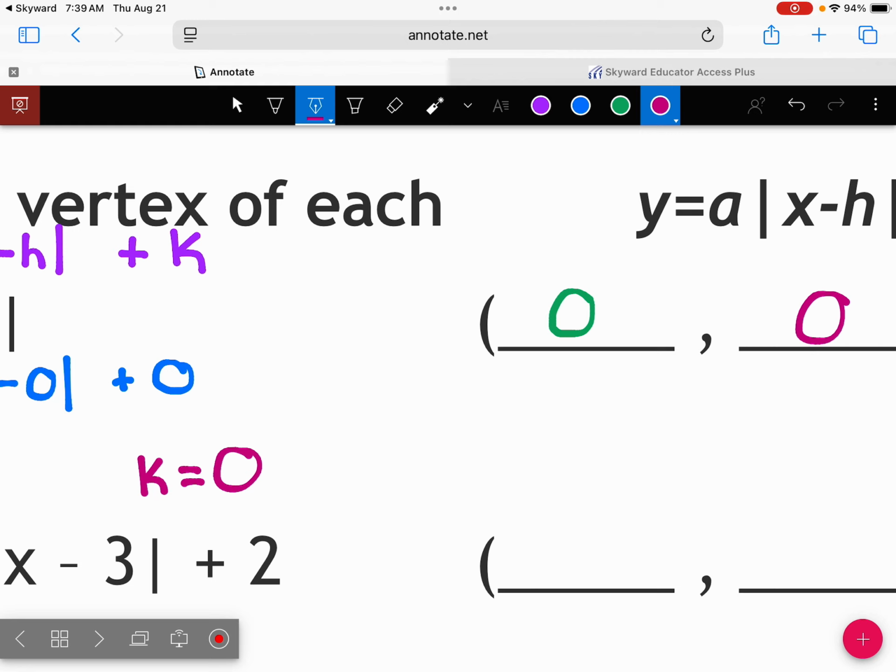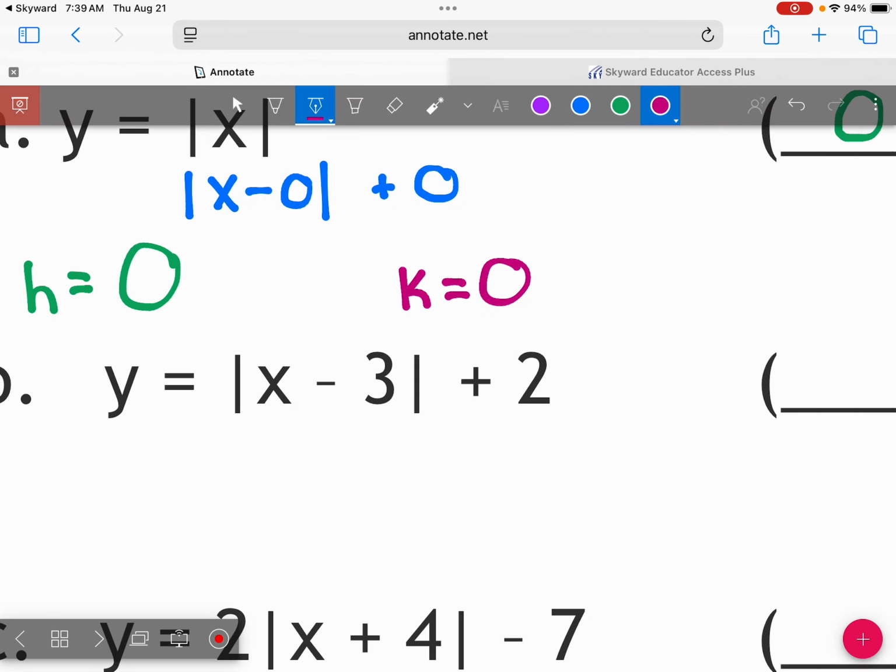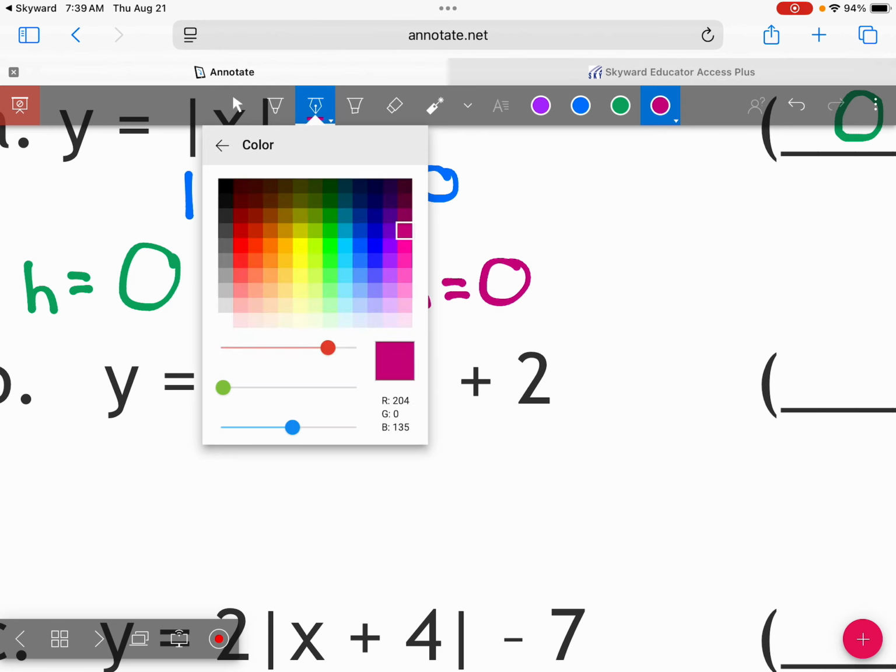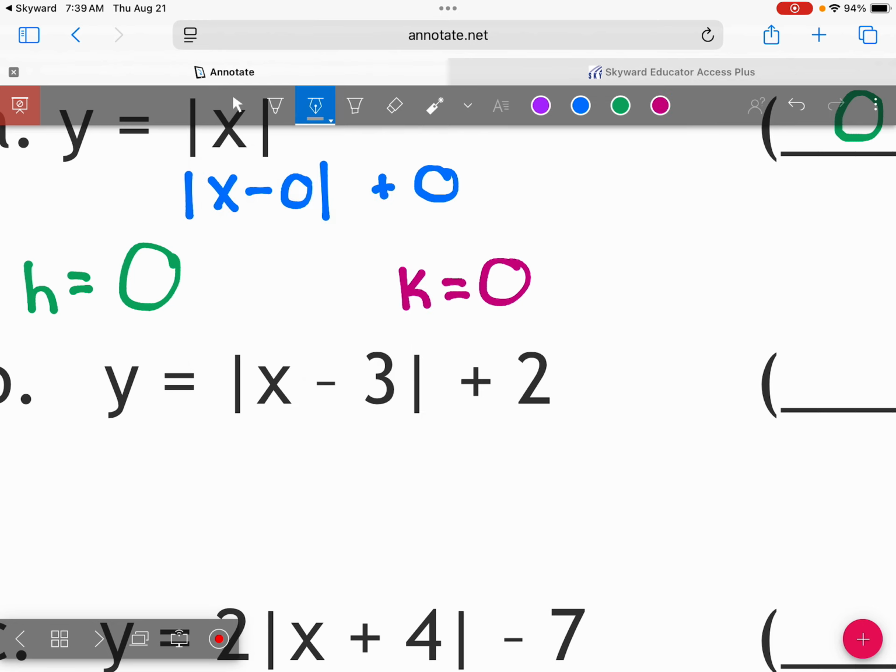That one's actually going to be called our parent function. We're going to look at that one several times. Okay, now let's start looking at them when they've got some weird numbers going on. So let's look at B. And again, I'm just going to rewrite this transformation form right here so we can play match them up. x minus h, plus k.